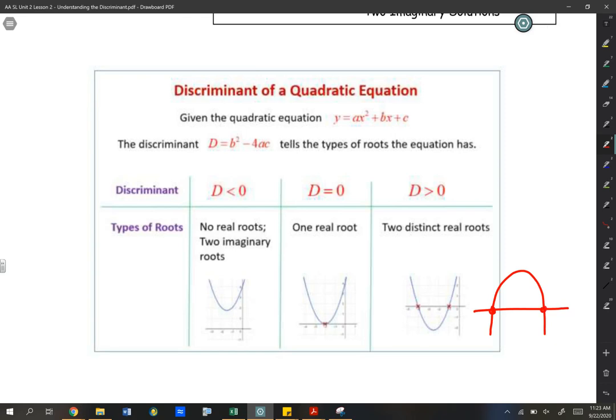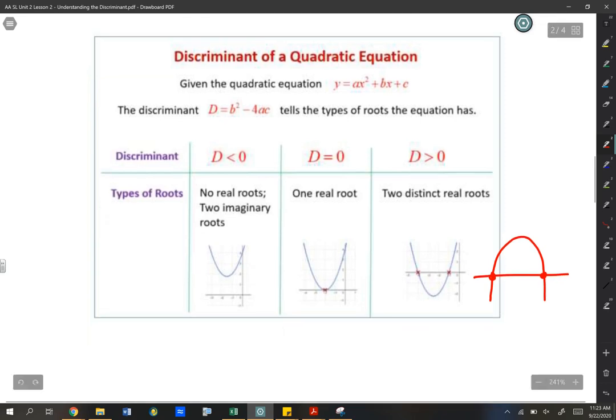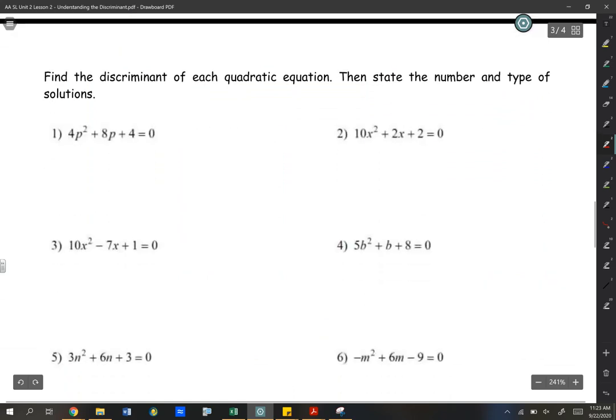Right, so that's pretty much it for understanding the discriminant. It's meant to be helpful, so let's look at some examples. So for each one of these, we're going to find the discriminant, and then we're going to determine the number and type of solutions. So we're going to do b squared minus 4ac. And what do we get when we do that?